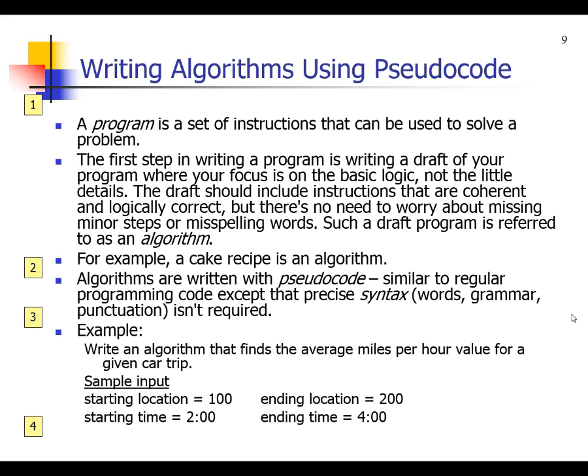Okay, let's write an algorithm that finds the average miles an hour for a car trip. We have a starting location at mile 100. Our ending location is at mile 200. Our starting time is at 2 o'clock and our ending time is at 4 o'clock. How will we find our average miles per hour for a given car trip?